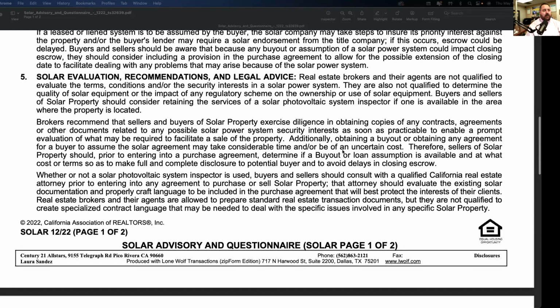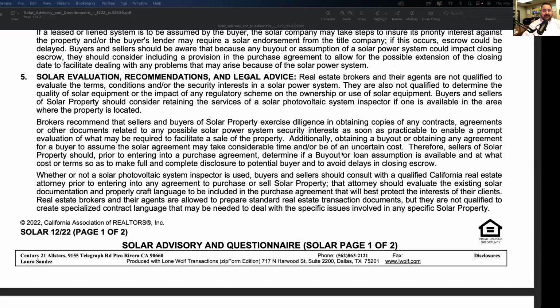This is going to talk about the recommendations and legal advice. Again, what they're going to say basically, and this is where I don't have to read the whole thing, is you can't rely on us to give you advice on whether it's good or bad for you to have these solar panels, whether the payment makes sense for the amount of electricity it's going to save, or all of those things. That's them doing their research to determine whether or not it works for them.